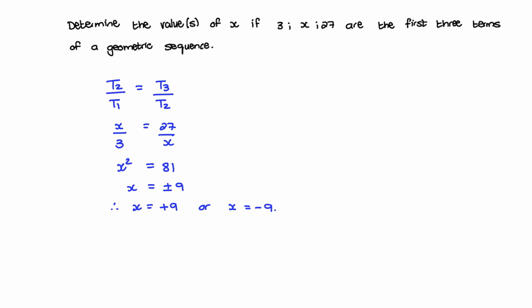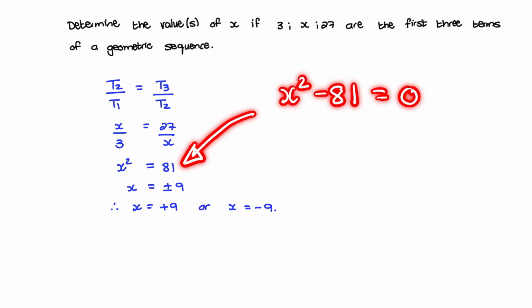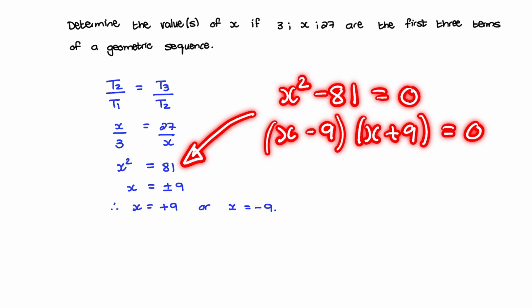Another approach would be to say x squared minus 81 is equal to 0. So I write this equation in standard form, and then I can see the difference of two squares when solving for x, which will lead me to plus 9 and minus 9.